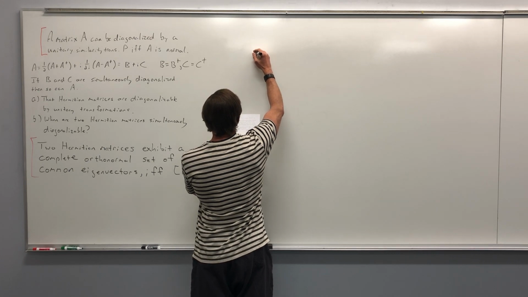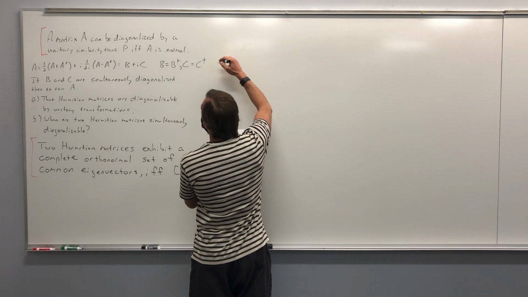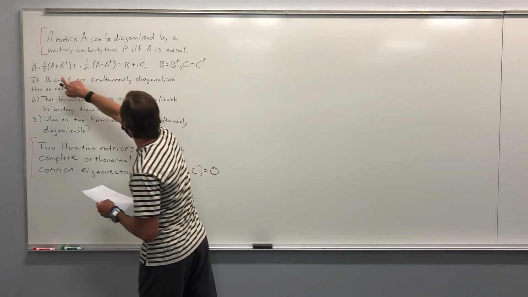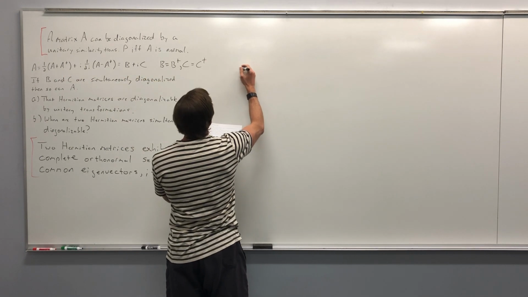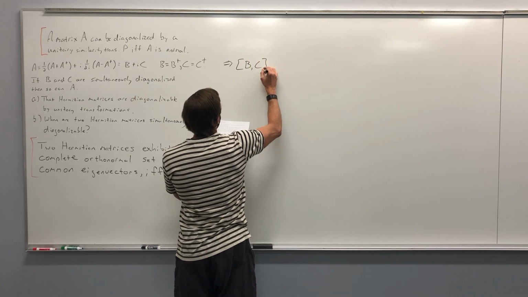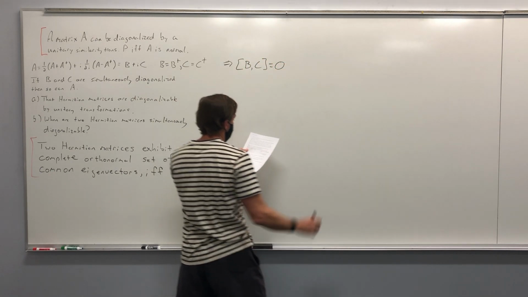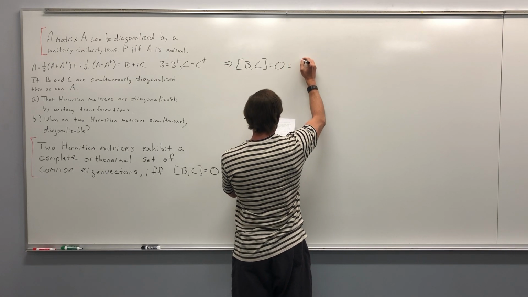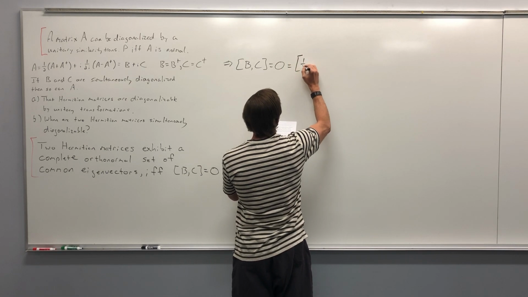So, recall, here we go, A. The definition of A in terms of B and C. Then what we can say is if B commutes with C, then we can say the following.